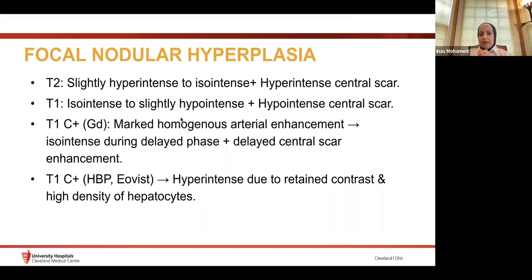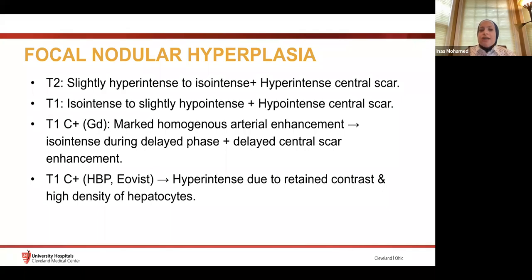So focal nodular hyperplasia: on T2, it's slightly hyperintense to isointense. It has a central scar, which is hyperintense on T2. On T1, again, you might not even see it. Because what is focal nodular hyperplasia? It's actually a hamartoma of the liver. It's just a bunch of hepatocytes and bile ducts in a weird arrangement. On T1, it's usually arterially enhancing. It has this marked homogeneous arterial enhancement, and the scar progressively enhances.